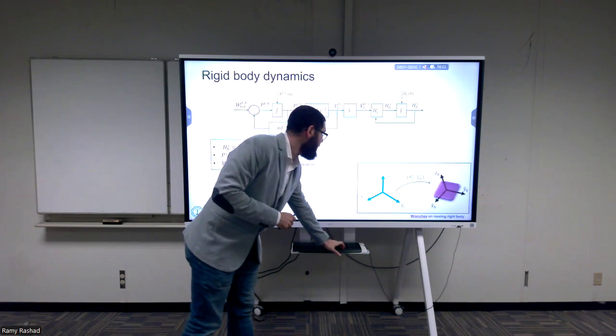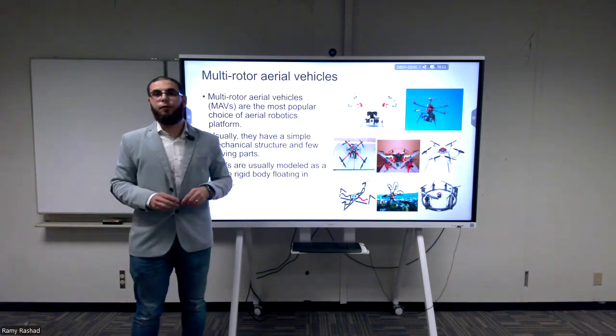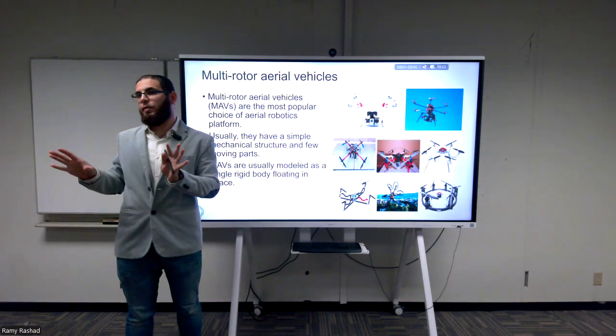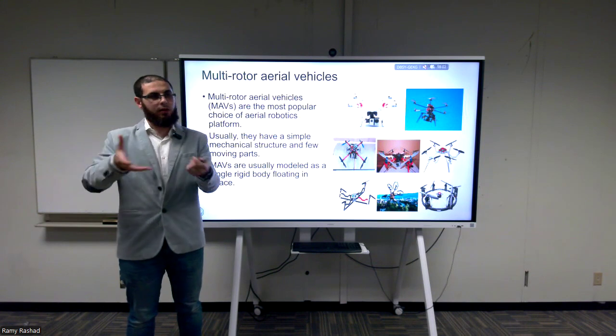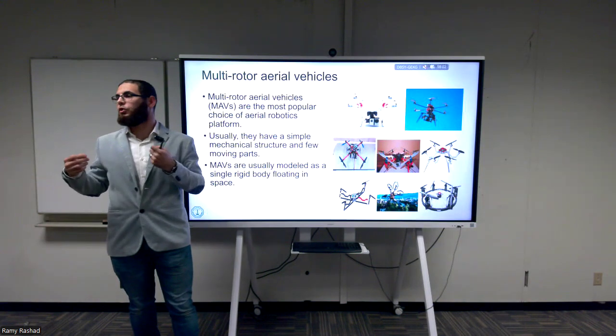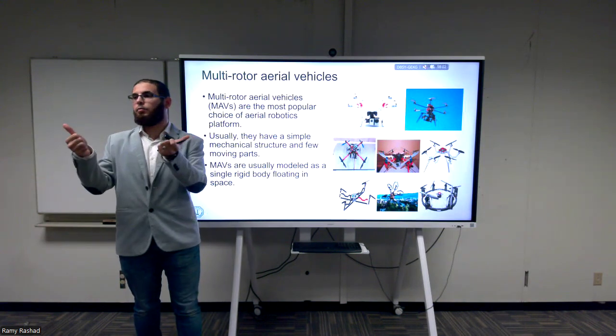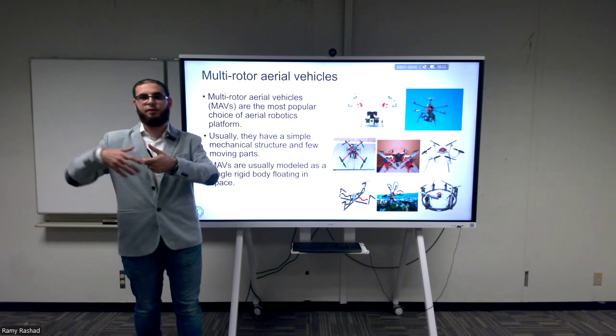What we know so far is how do we model rigid bodies, and if we have only this information, can we model an actual robot that's already out there? The answer is yes. You can model what are known as multi-rotor aerial vehicles, UAVs that are propelled simply by propellers. So they use propellers for actuation.